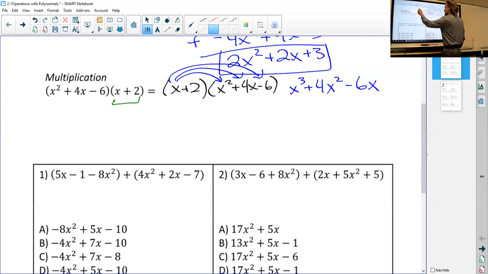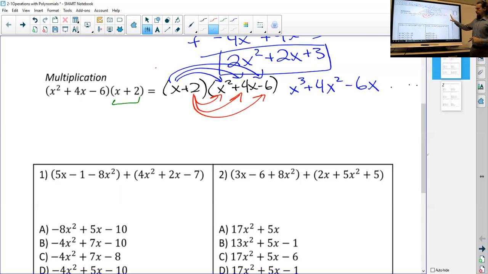So I need to go through, and now I need to multiply everything by our second term, so by this 2. So now to make this easier for me, instead of just continuing writing it over here, I'm going to put them underneath, and I'm going to line them up with the terms I already have. So if I have 2 times x squared, that's 2x squared. So I'm going to write that underneath my 4x squared. Okay, and then 2 times 4x is 8x. And then 2 times negative 6 is negative 12.